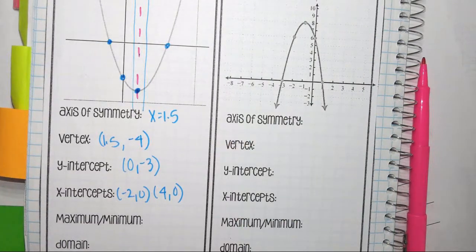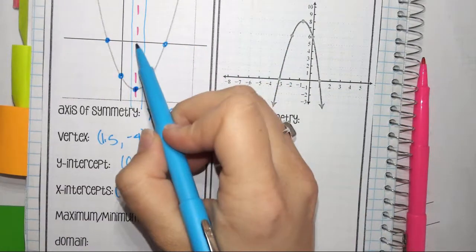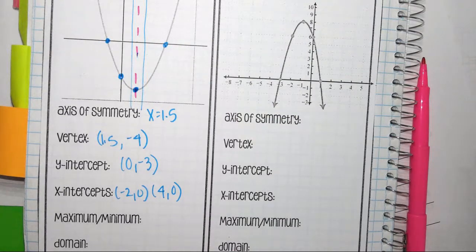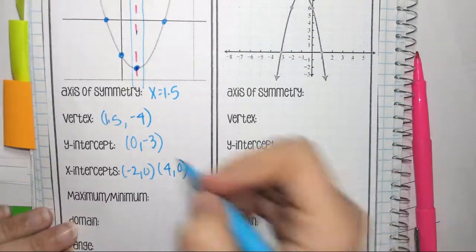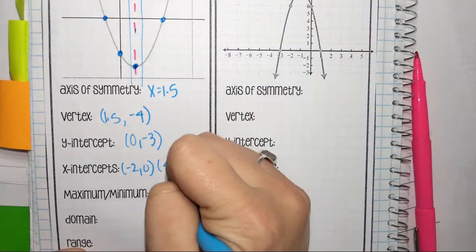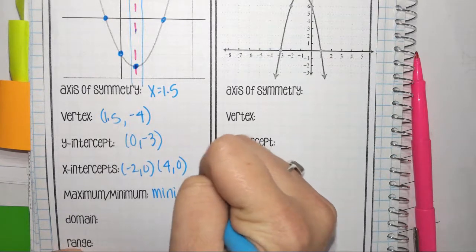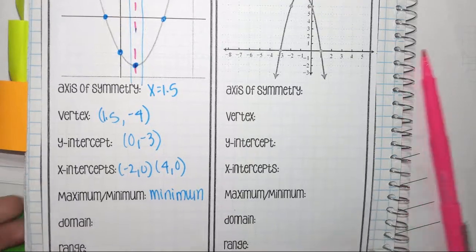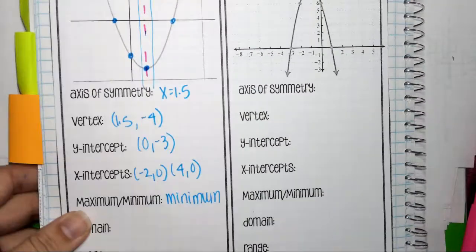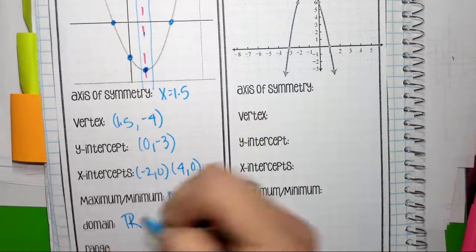When we have a better graph, we'll be able to see that they're the same distance away from the axis of symmetry. Just to let you guys know for the next time. All right, do we have a maximum or minimum this time? Minimum. And what is our domain always going to be that we just said a second ago? All real numbers.